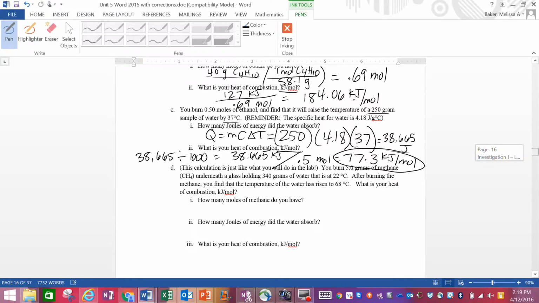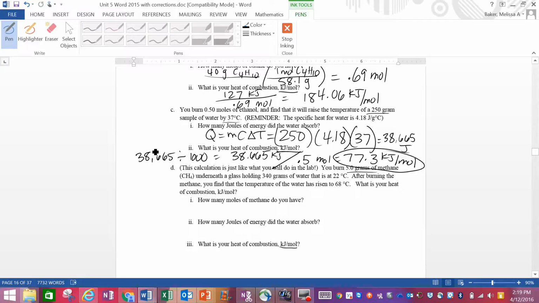All right, last one. Instead of giving you moles, it gives you how many grams you're burning. So in our lab, we're not going to have to do kilojoules per mole. We're going to get to keep it in kilojoules per gram, because when you eat something like Cheetos, it doesn't give you how many calories per mole. It tells you how many calories per gram for the serving size.